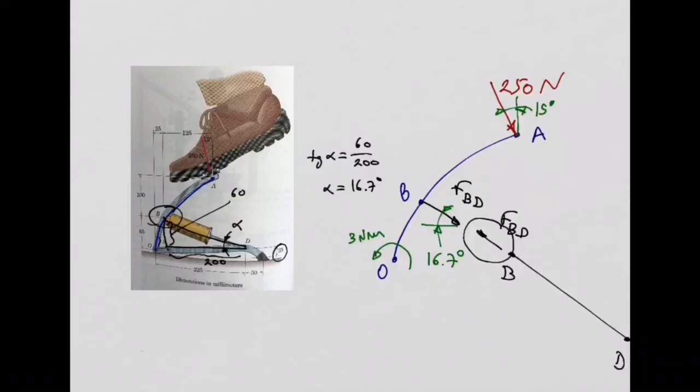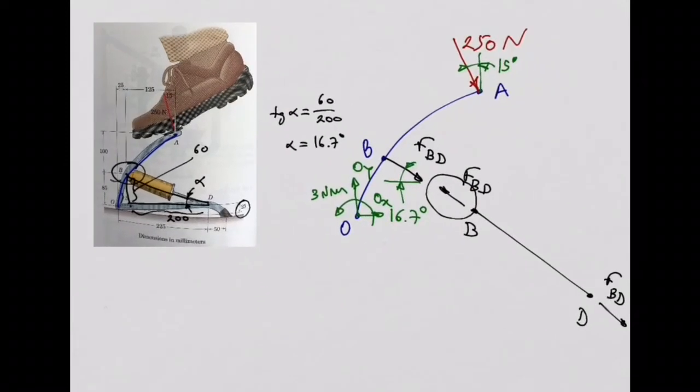And now, because I separated the connection at O of this member OBA from the rest of the pump, I need to include the reactions at O. This is a hinge, so I will have OX and OY. Okay? This is a two-dimensional problem. OX and OY. All right? Look at this. I'm going to delete this now.